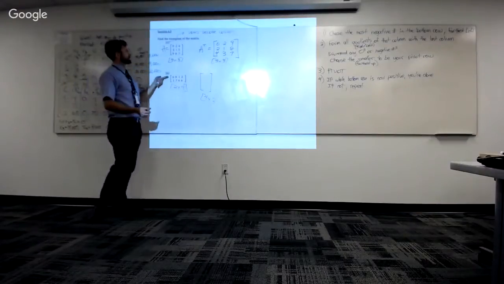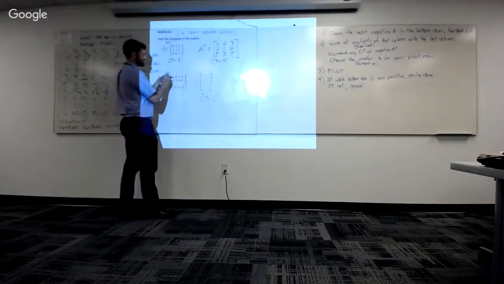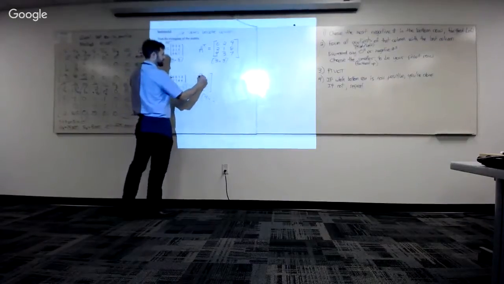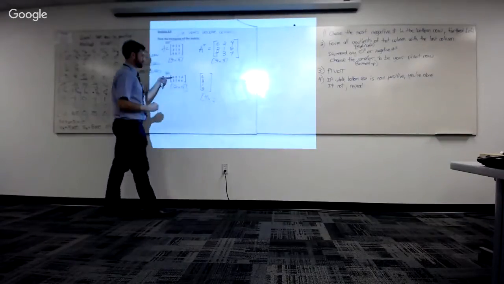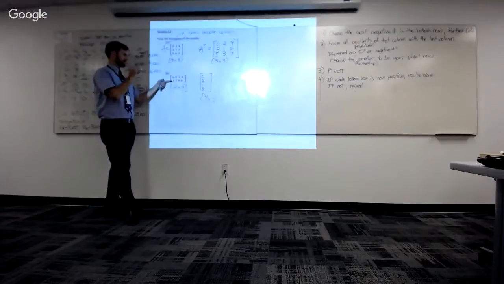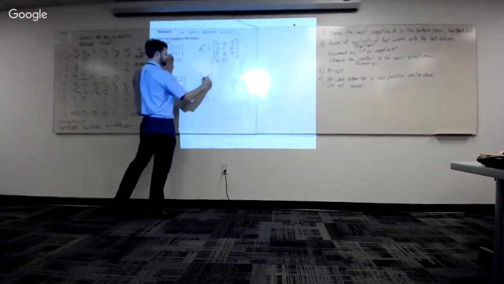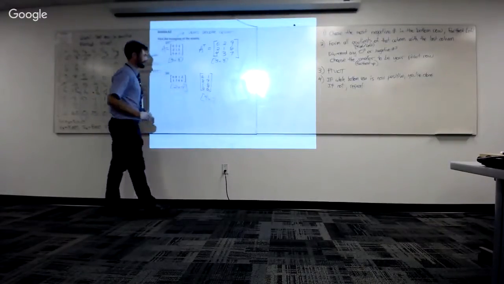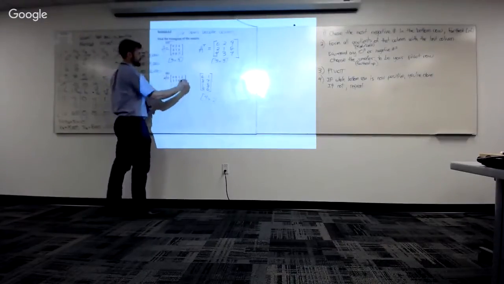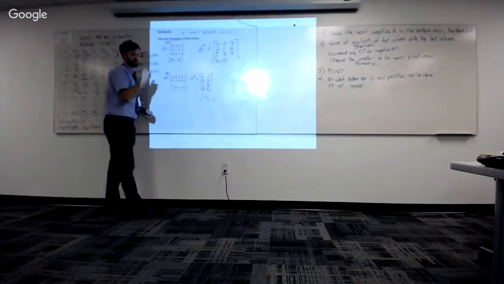So again, make your row a column. The row 6, 8, 1, 2 becomes a column: 6, 8, 1, 2. The row 1, 7, 8, 6 becomes a column: 1, 7, 8, 6. Oh, and we should label that. That's matrix A. This is matrix A transpose.